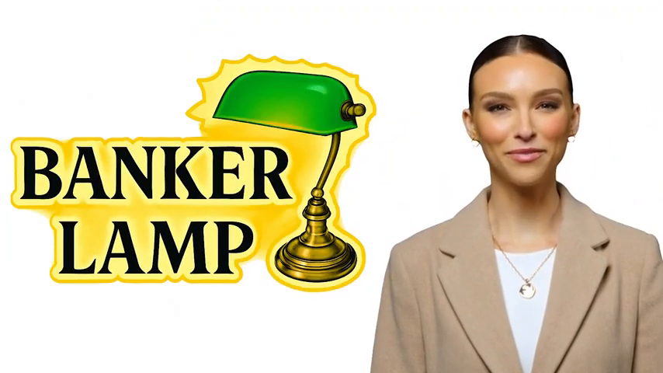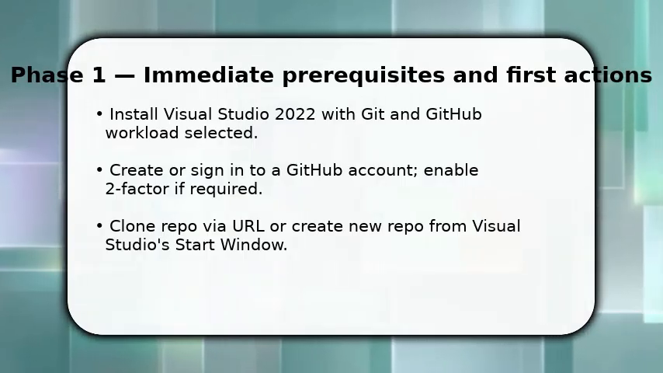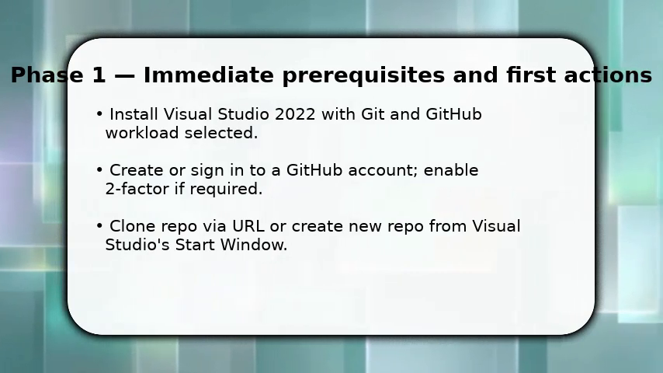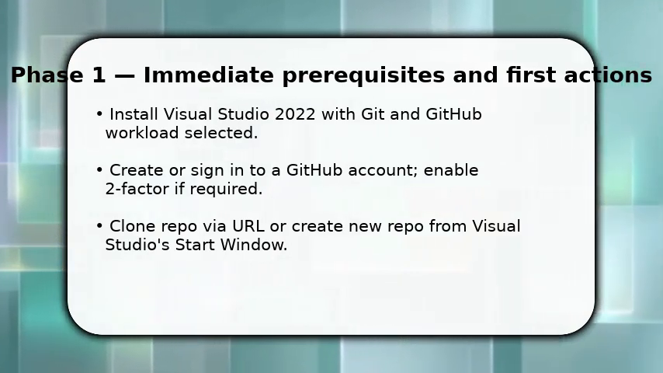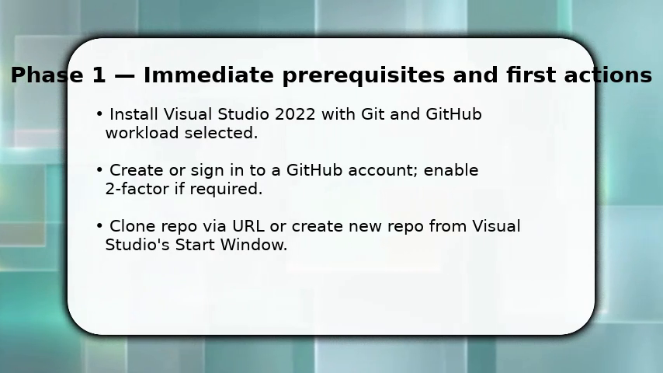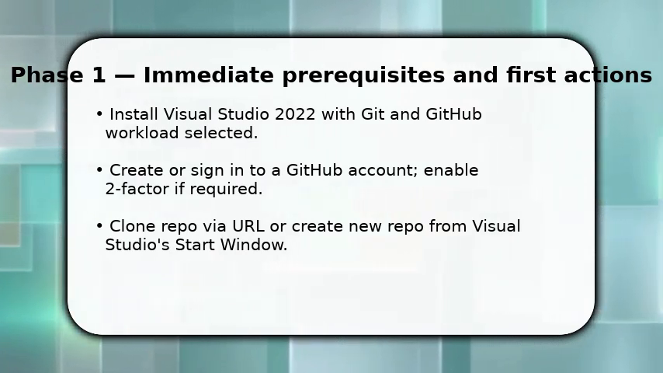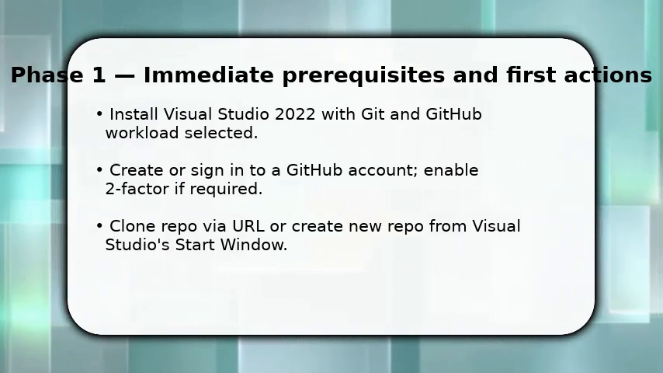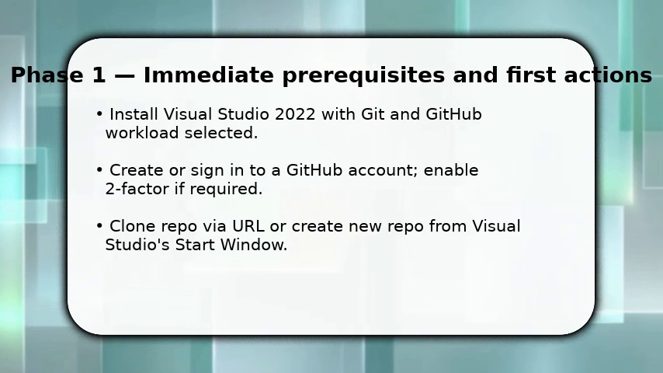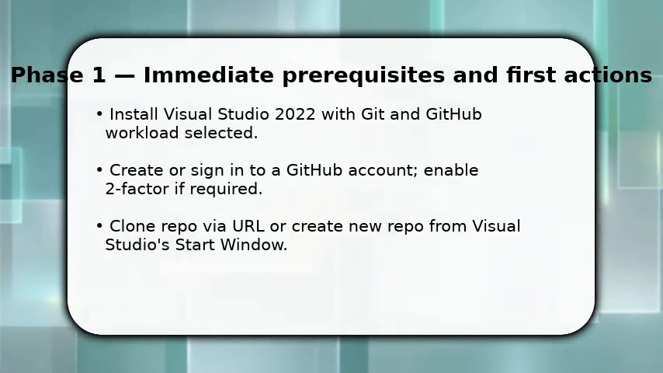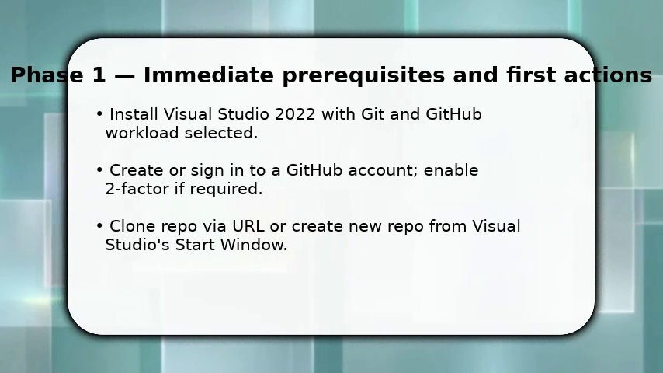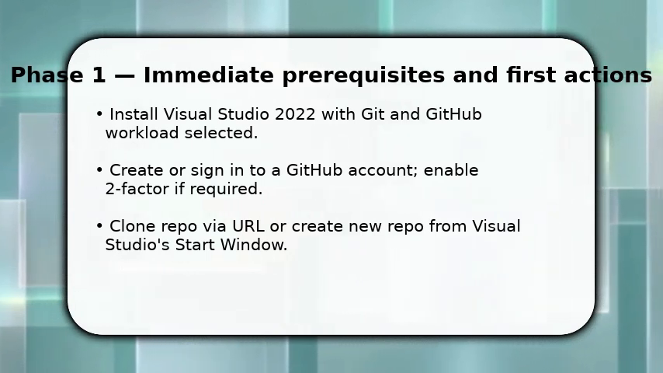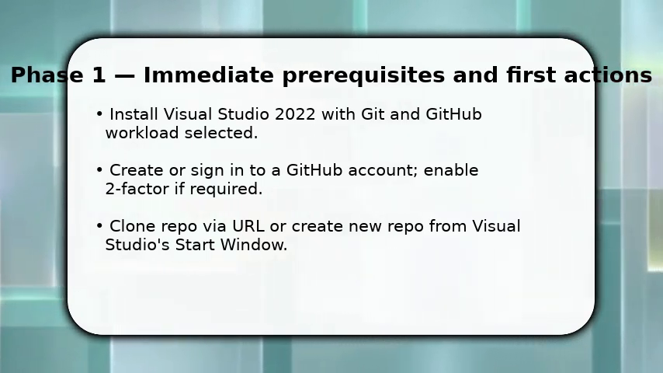Please enjoy the video. You begin by confirming prerequisites. Visual Studio 2022 with the GitHub/Git workload and a signed-in GitHub account. Open Visual Studio, sign in under Account Settings, then choose Clone a repository or create a new repository. Once done, paste the repo URL or select Local Folder and click Clone. Make sure to pick the correct branch and solution file when prompted.